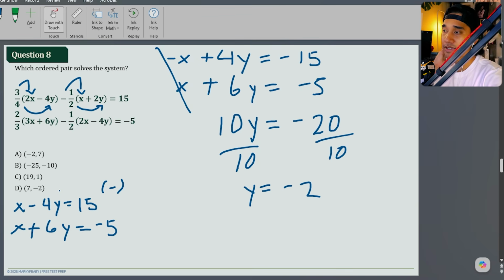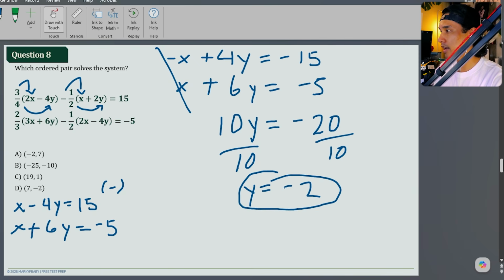And honestly, I could stop right there. If I was taking this test, I would stop right there because there are no other answer choices here that have a negative 2. But for the sake of the video, let's just plug in this y equals negative 2 inside one of these formulas. And I'm going to choose the top one.